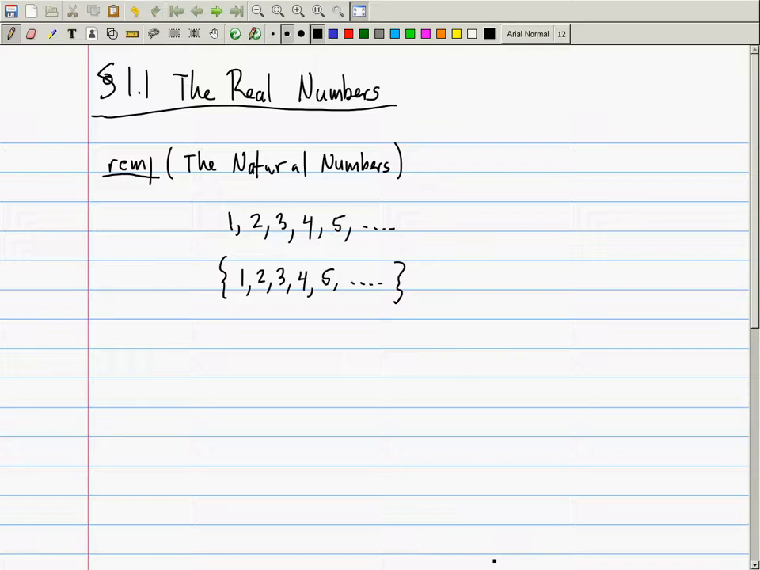So that works for any argument, right? You say, well, I think this one right here is the biggest natural number. Well, that thing plus one should also be a natural number. So there can't be a biggest natural number. So there's infinitely many of them.